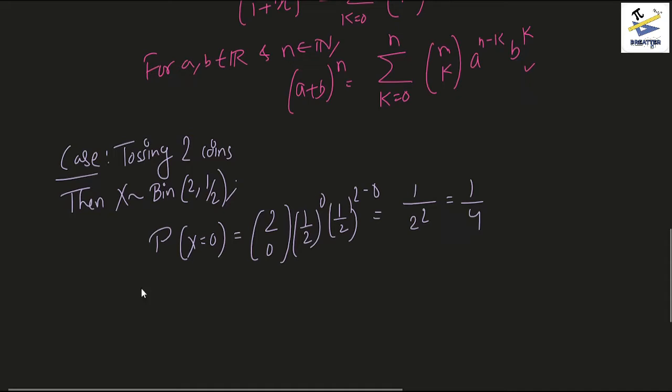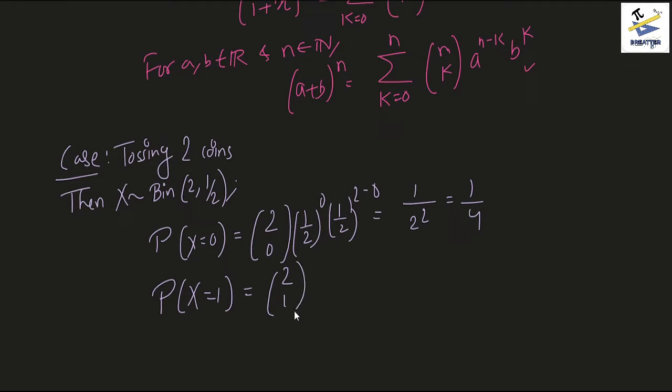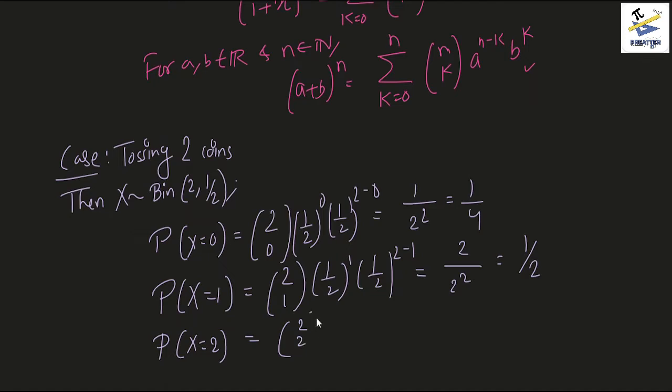As expected, because that's what we have got previously as well. Similarly, probability of x equals 1 should give you 2c1 into half to the power 1 into half to the power 2 minus 1. This should give you 2 divided by the same thing, which is 2 square here, or in other words 1 by 2. And lastly, probability of x equals 2 should give you 2c2 into half to the power 2 into half to the power 2 minus 2, which is the same as 1 by 4.